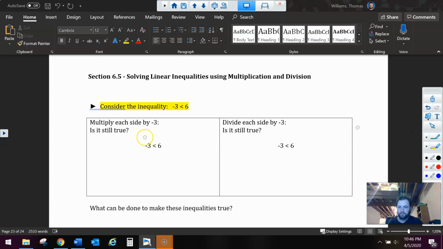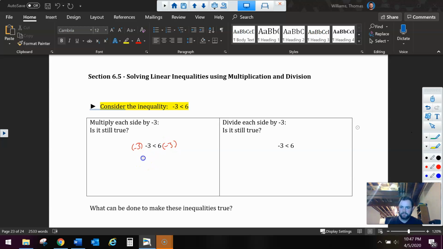which hopefully we can see that -3 is less than 6. For example, if it's -3 degrees out, that is less than if it was 6 degrees out. Now what we're asked to do here is to do something to both sides, which we've been taught with an equation that if we do the same thing to both sides, we've retained that equality. So here we're going to see if it works with an inequality. In other words, I'm going to multiply both sides here by -3. So I'm going to go -3 times -3, and I'm going to go 6 times -3.